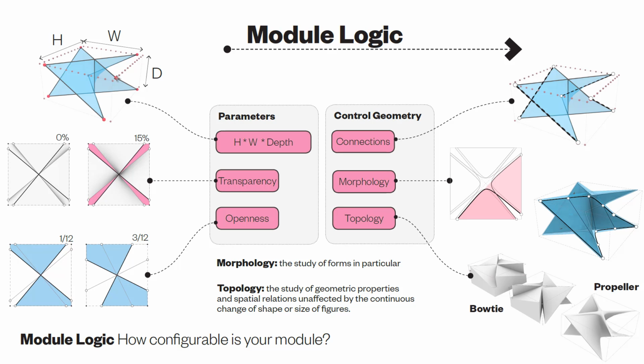And so for us, it was really important to understand these two concepts, the concept of morphology and the concept of topology. Now, we use these terms a lot in architecture, but I really wanted to define them here because they're kind of misunderstood.